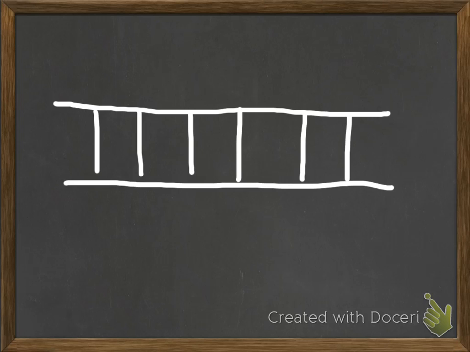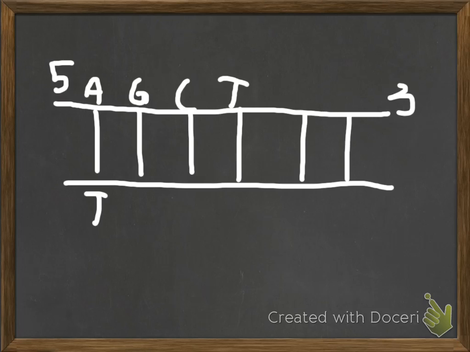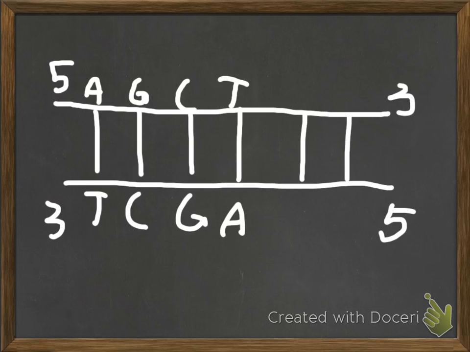Now, this is what a DNA strand looks like unraveled. You have a 5' and a 3' end. And what happens is you get these ACTGs. And on the other side, you're going to get TCGA, which would make the bottom go 3', 5'. And this is what we call an anti-parallel structure.